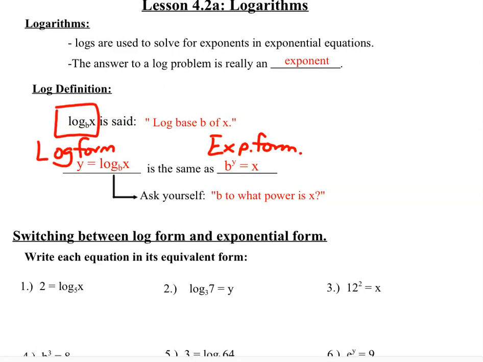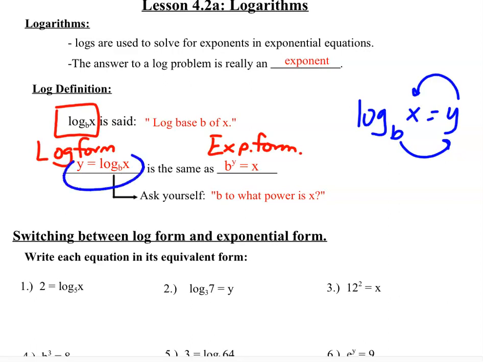When we've taught it in the past, we kind of do a little circle thing. You remember that? You start with your base, you raise it to the y power, and you should get back to what x is. Okay, so again, being able to go back and forth between those two things is very important. When I look at a log form statement, I'm always asking myself, my base to what power will get me to an x?